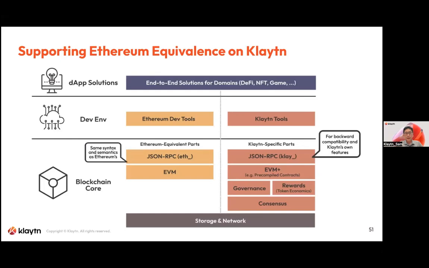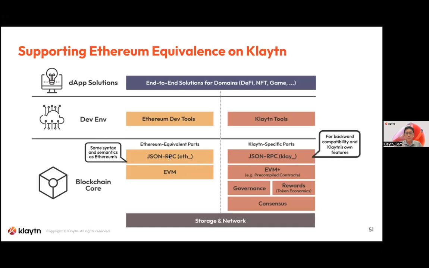So this is how we solve the problem. Internally, we have two paths. Klaytn can be used exactly like Ethereum through the ETH namespace, and we also have the Klay namespace. If you use the ETH namespace functions, then everything works like Ethereum. But if you want to use Klaytn's own features, you have to use the Klay namespace.